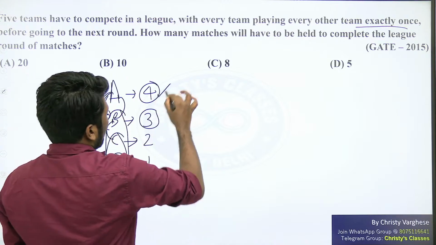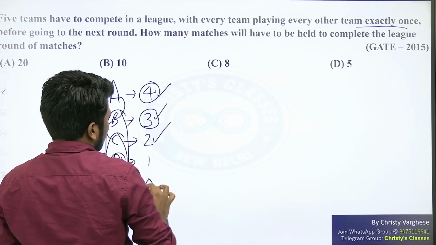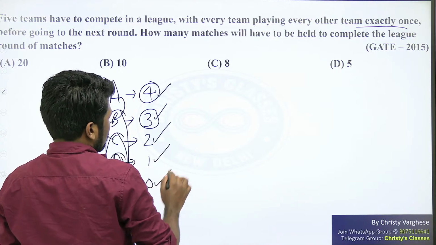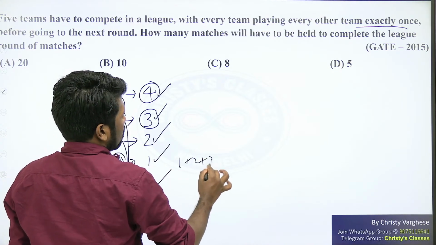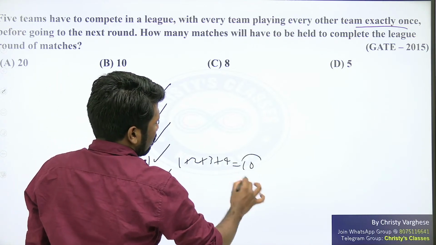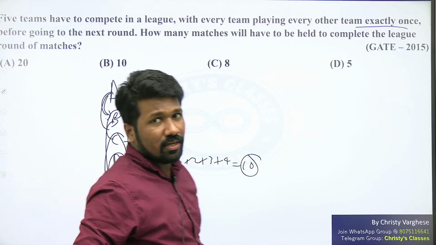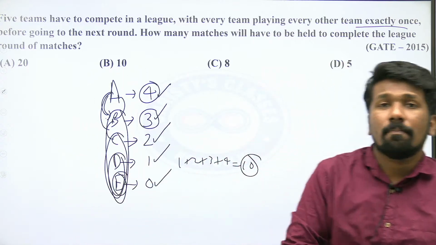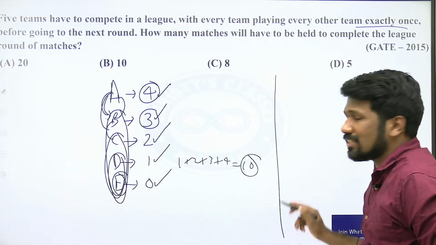Now total number of matches. A's match plus B's match plus C's match plus D's match plus E's match. That is 1 plus 2 plus 3 plus 4, that is 10. This is one way of doing it. But in this question, the combination way is even better because that is faster.